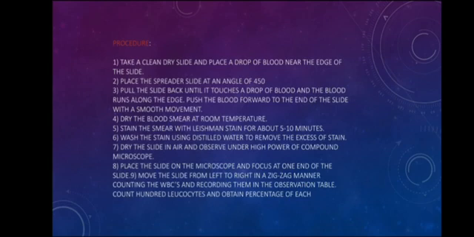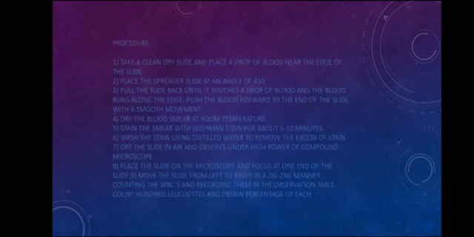Place the slide on the microscope and focus at one end of the slide. Move the slide from left to right in a zigzag manner. Count the WBCs and record them in the observation table. Count 100 leukocytes and obtain the percentage of each.